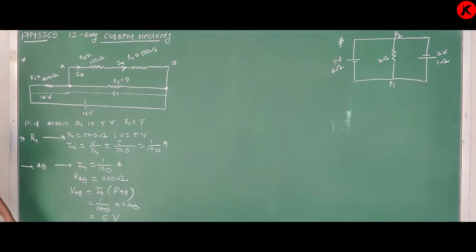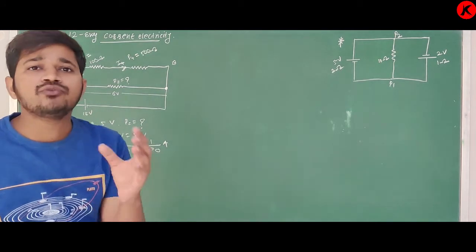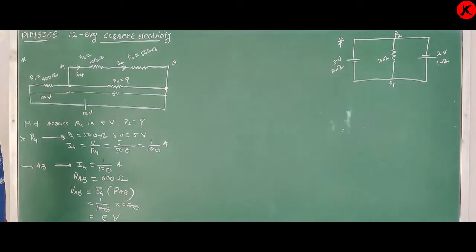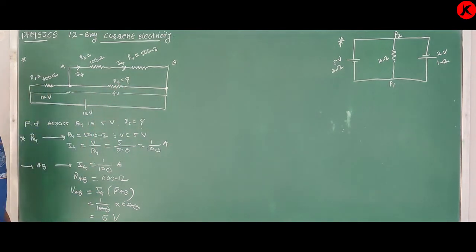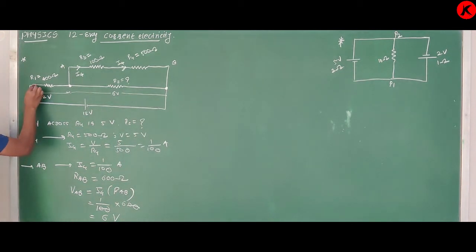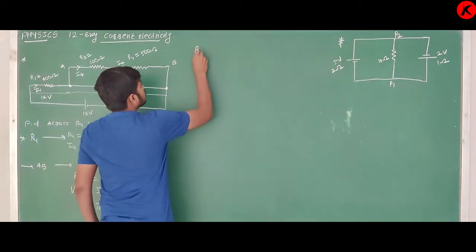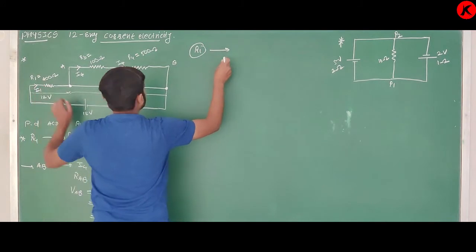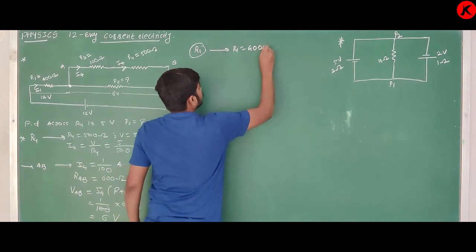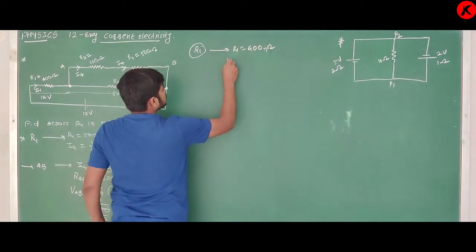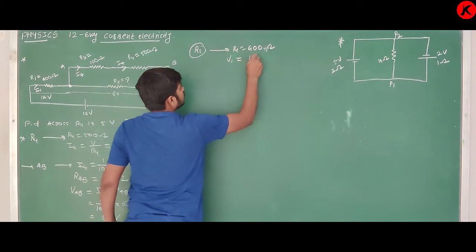Now, why do you have to find this 12 volt? You have to find resistance, and to find resistance you must know V and I both. You know the potential difference between the two ends of resistor R2, but you do not know the current flowing through R2. So to find the current through R2, first you have to find the current flowing through resistor R1, that is I1. For resistor R1, it is 400 ohm, and the potential difference is 12 volt.